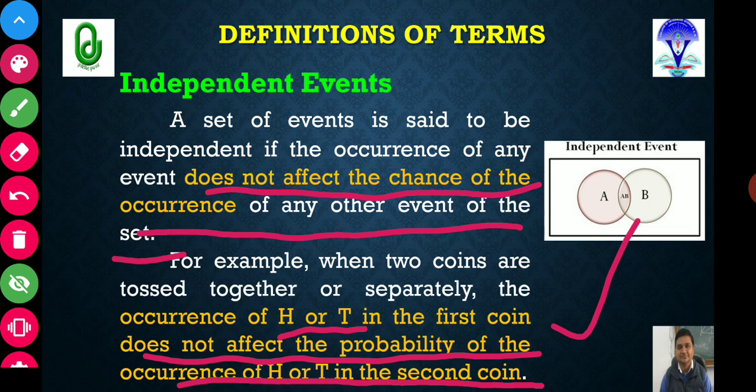Suppose in the first coin there is head, then the second coin is in no way related to the outcome of the first coin. If in the first coin you get tail, in the second coin you can get anything. It is not related to the happening of the first coin. Such kind of event is known as independent event. Its counterpart, the dependent event, will make it more clear.